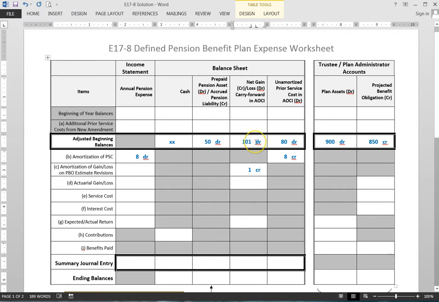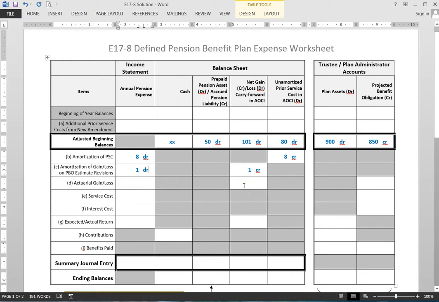So if I'm starting out with a debit balance here, and I want to make that balance smaller, I have to create a credit entry. That means that I'm going to need a $1,000 debit entry to balance this line item here. There was no mention in the problem of any sort of actuarial gains and losses.